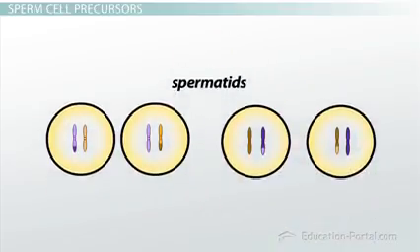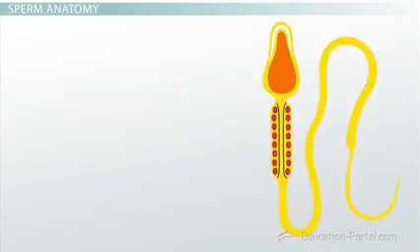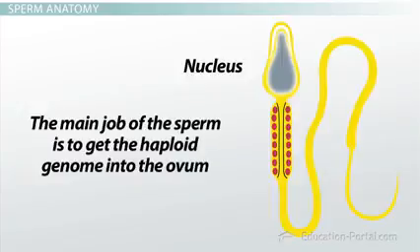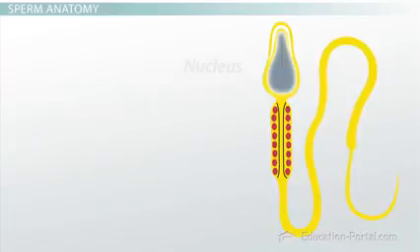These spermatids now have the correct number of chromosomes to be functional gametes, but they don't have the physical characteristics of sperm that allow them to swim to the ovum and fertilize it. A functional sperm looks a lot like a tadpole, but unlike tadpoles, sperm have only 3 basic components. The nucleus contains the haploid genome and not much else. The main job of the sperm is to get the haploid genome into the ovum, which will provide the other half of the genome, along with pretty much all of the cytosol, cell membrane, and cellular organelles.